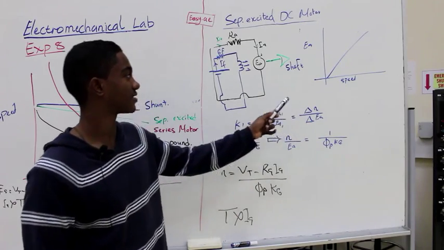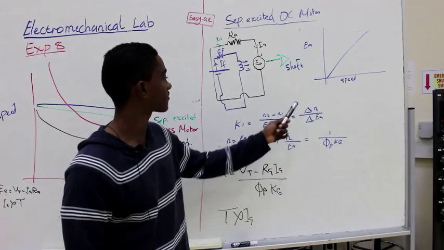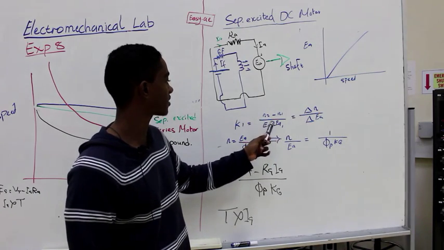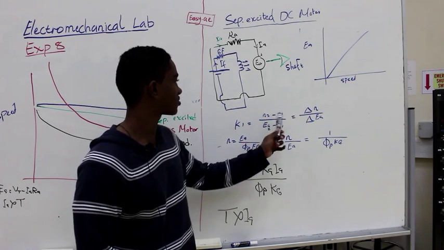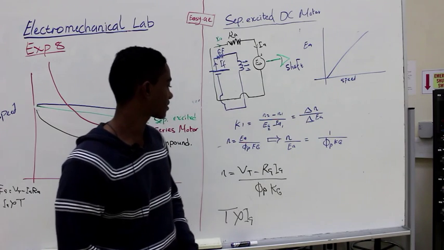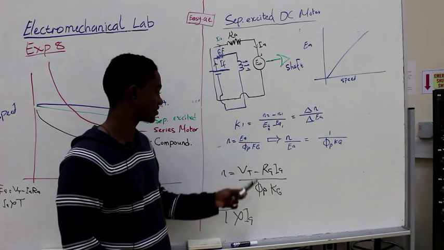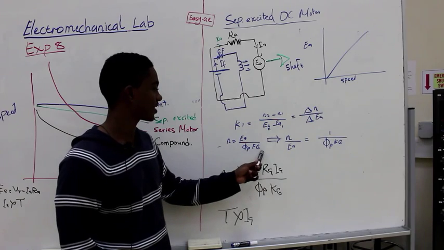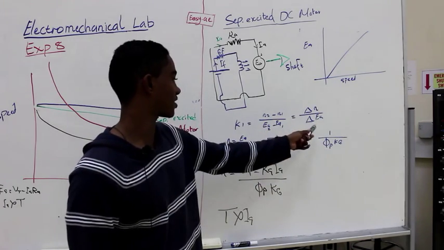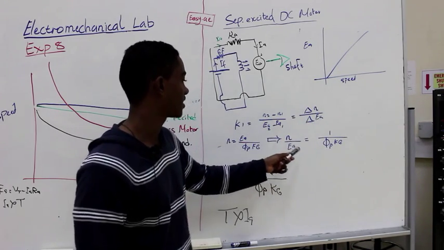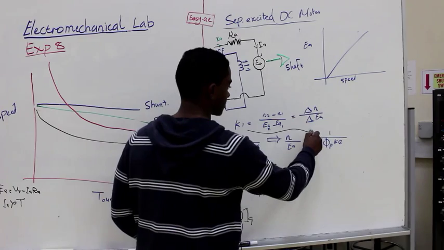The voltage curve has a slope K1, which is delta N over delta EA. Choose any 2 points from the curve, N2 E2 and N1 E1. So the slope is N2 minus N1 over E2 minus E1. You'll get your K1. And since N actually equals EA, which is VT minus RA IA, over phi kg, then N over EA is equal to 1 over phi kg. So this is similar to this equation here, because here it's delta N over delta EA, here N over EA. So K1 is actually related to this constant.